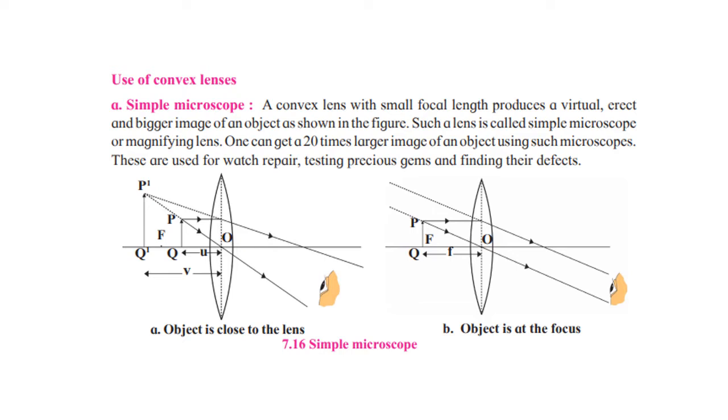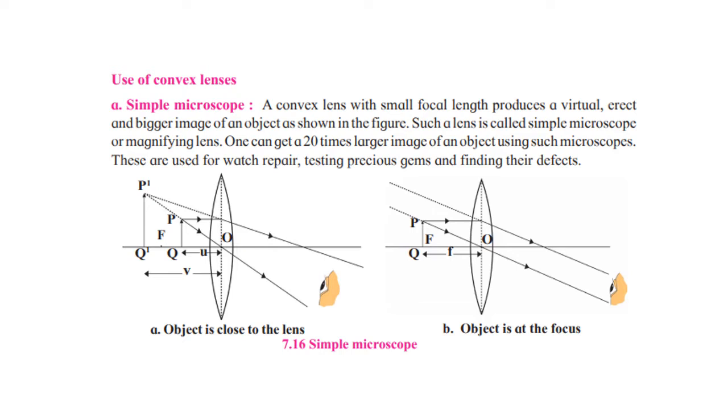A convex lens with a small focal length produces a virtual, erect and bigger image of an object as shown in the figure. This is the principle of the working of a simple microscope. That means if you are keeping an object between O and F, you get to see a virtual, erect and magnified image. This is called a simple microscope, or we also call it a magnifying glass. One can get a 20 times larger image of an object using such a microscope.